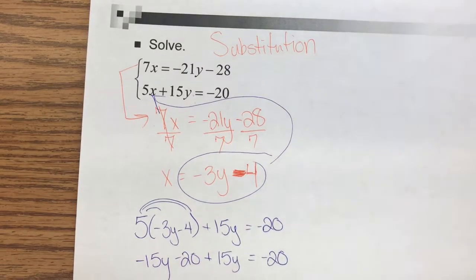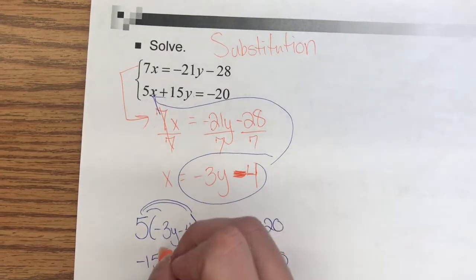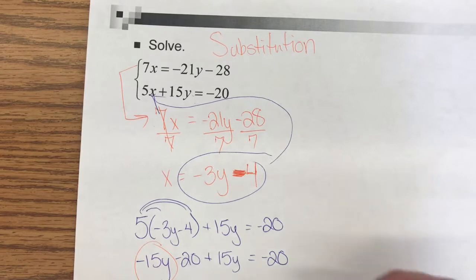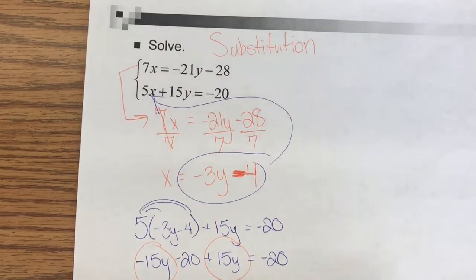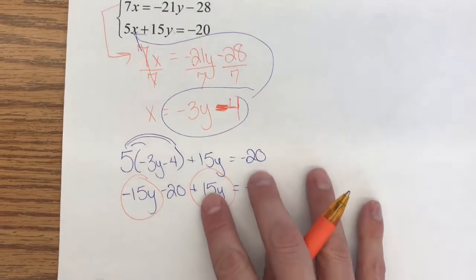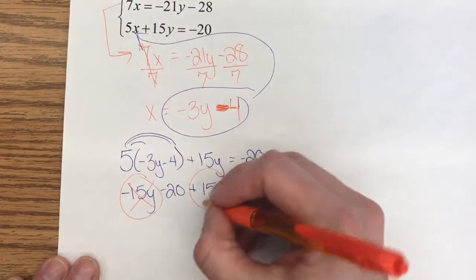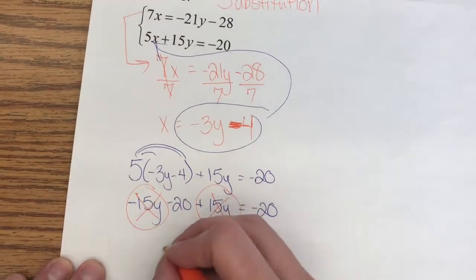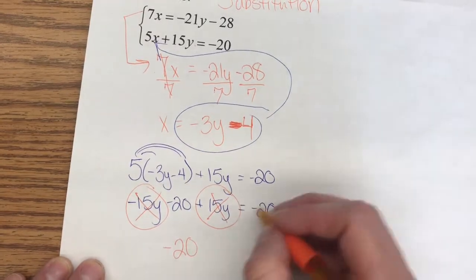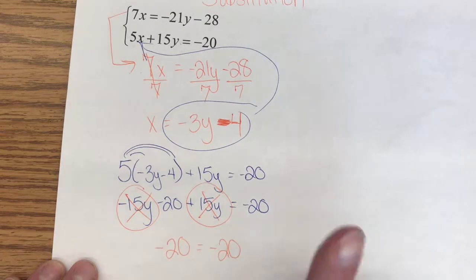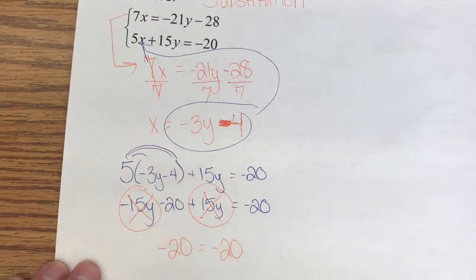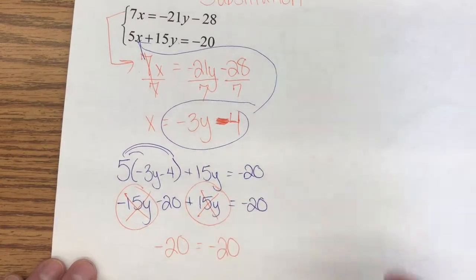Now look at what we have. On the left side, negative 15y combines with positive 15y. And you know what happens? They disappear. And what drops on the bottom is negative 20, and what drops on the right is also negative 20. Now, when my variables disappear and I'm left with a false statement, we say no solution.